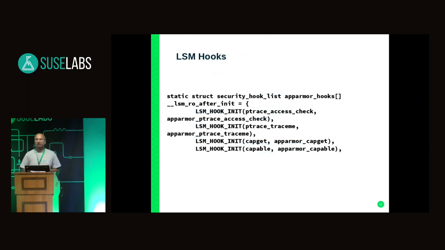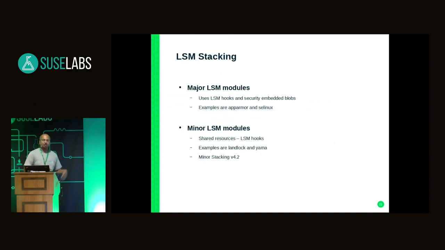The second way LSM works is that it has a set of hooks which you may or may not subscribe to. Those are basically function calls which, when you register your security module, it offers as hooks. So what's the difference between major and minor? Major ones like AppArmor and SELinux have not only the LSM hooks, but also blobs in each of the data structures. But you've also got minor LSMs, which have shared resources. Examples are Landlock, Yama, SMACK.